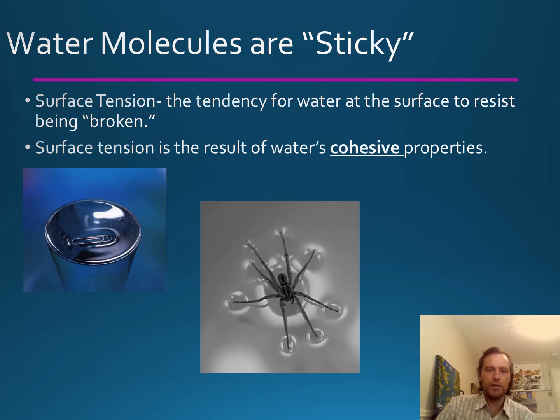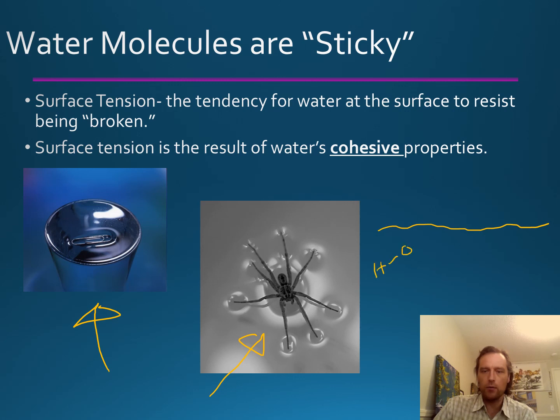Water molecules are sticky. Surface tension is the tendency of water at the surface to resist being broken. Here we can see a paper clip sitting on top of the water. Here we can see a spider sitting on top of the water, and neither one of them is breaking through the surface. If I drew the surface of water here, one molecule of water right here, that's a water molecule there, it is going to be attracted to the next molecule of water. So there'll be an oxygen and then hydrogen. And it is these hydrogen bonds that make surface tension possible.